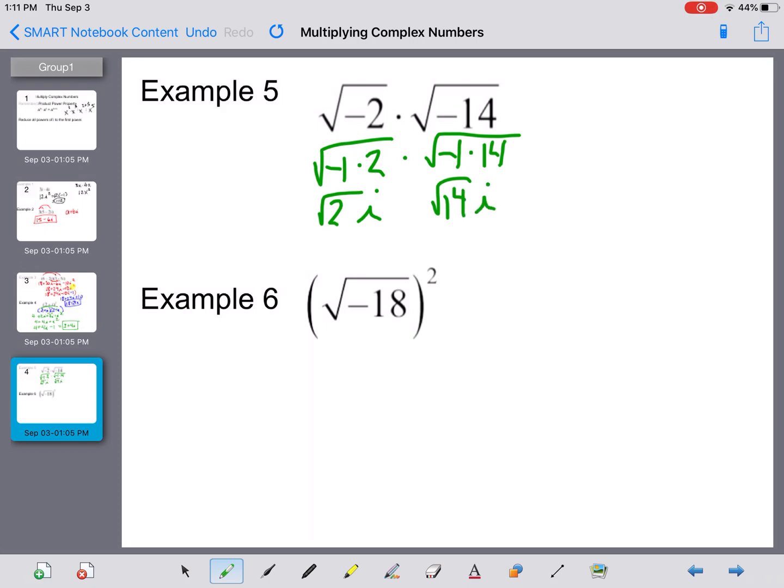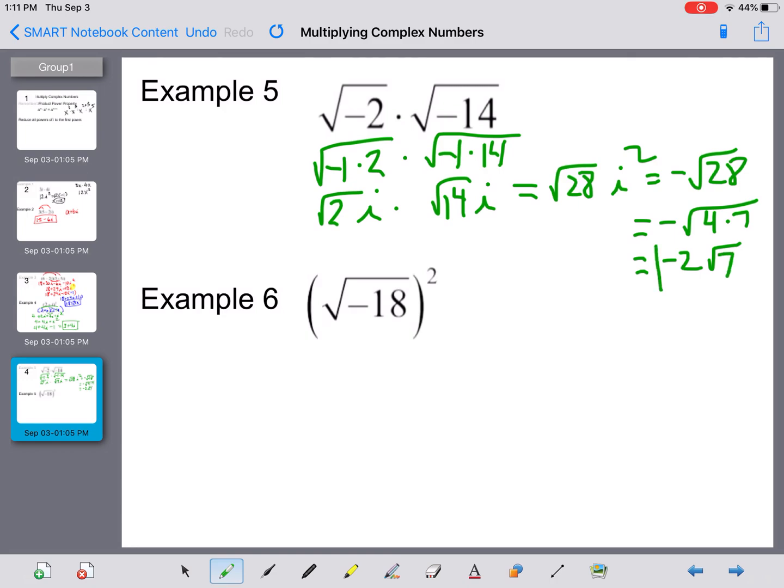And so when we multiply these together, so we're still multiplying, this is going to be root 2 times root 14 is root 28. And we're going to get i squared. Well, we should know that i squared is negative 1. And so that's going to reduce to be negative square root of 28. And then we need to look at 28, and we should see that there's a factor of 4 in there. So we can say that this is 4 times 7, which is going to be negative 2 root 7. So you need to make sure that you are simplifying the i's before you do anything else.